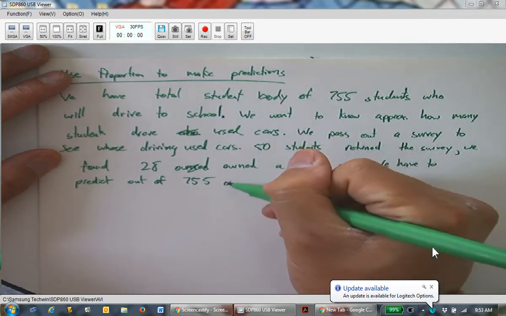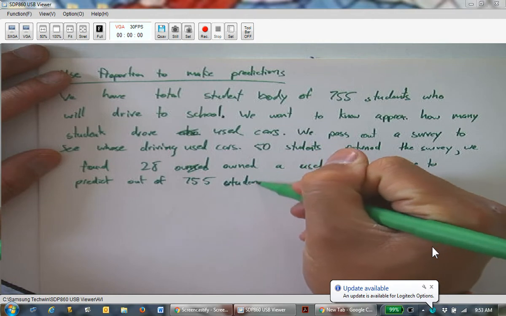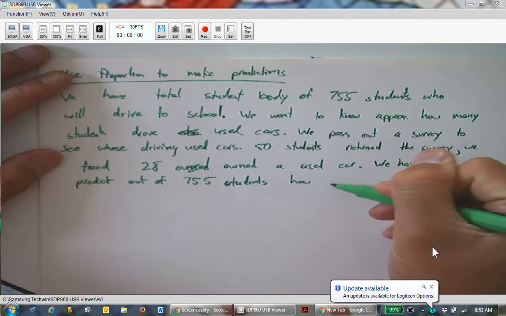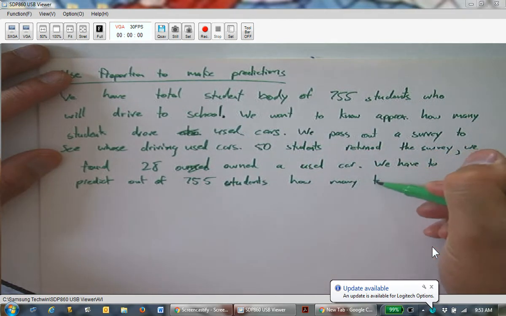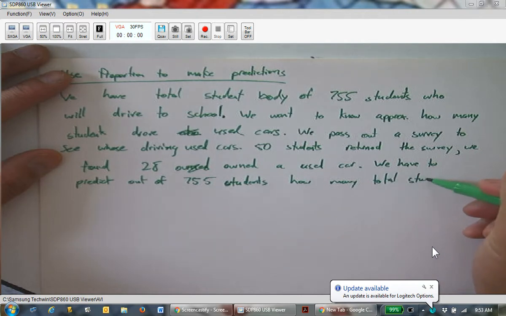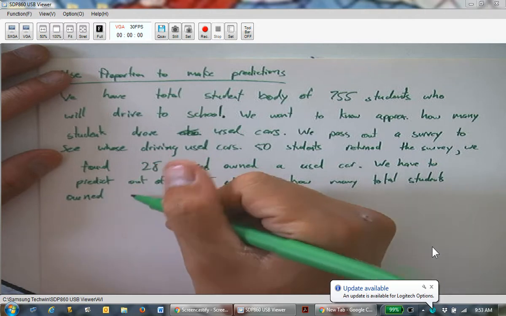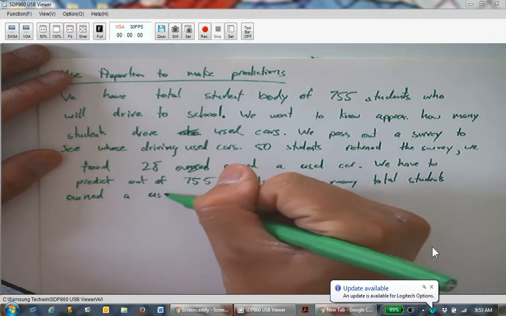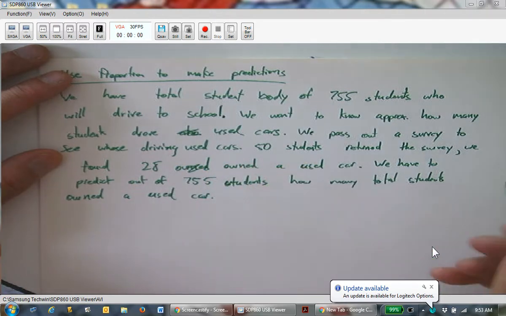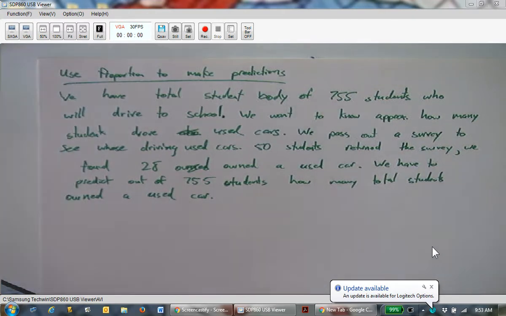Okay, students. How many total students owned a used car? All right, guys, this is your challenge problem. Please find out what that prediction should be. Okay? It's as simple as that. It's not that bad.